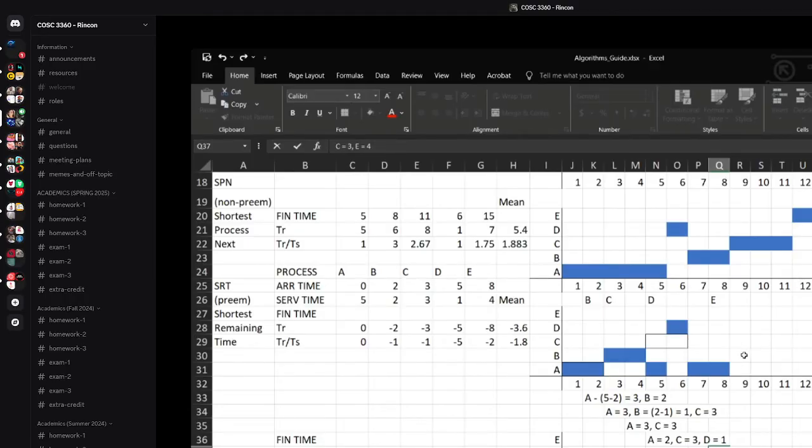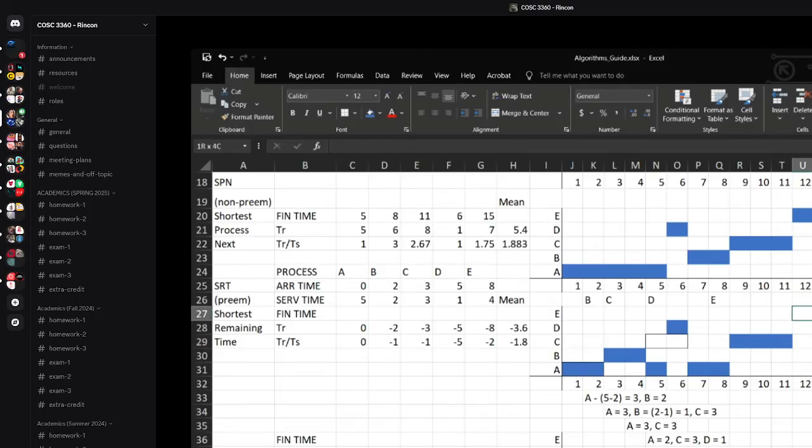So at this point, which one has the shortest remaining time between these? Well, C has 3 left and E has 4 left. So we need to run C first. So C is going to run, C is going to run, and then C is going to run again. And then we're going to run the rest of E, right? Because E is the very last process to run.